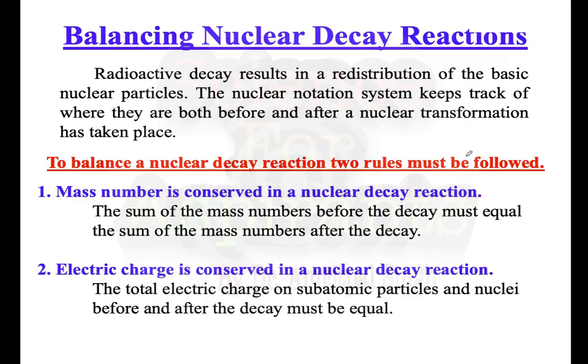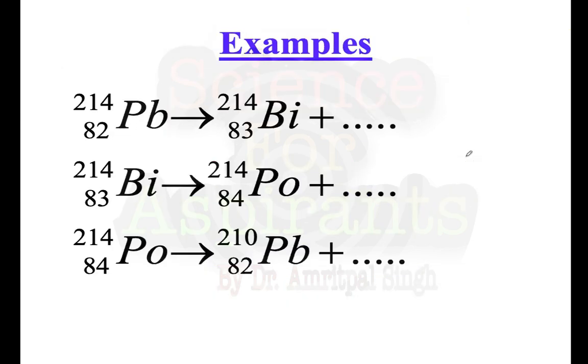So this I have already discussed. In order to have a nuclear decay reaction, the balancing must be checked. The mass number should be conserved, and similarly the electric charge must be conserved in this reaction. Let us say we are given these reactions of lead. When lead is being converted into bismuth, what will be this emitted particle?